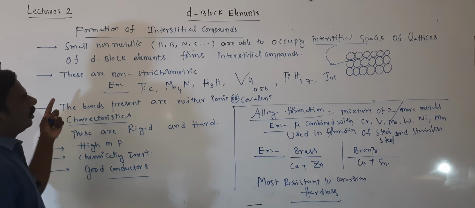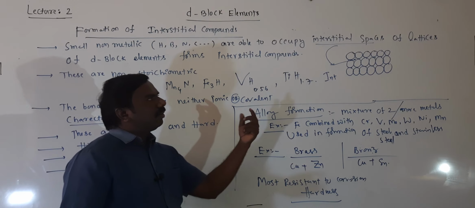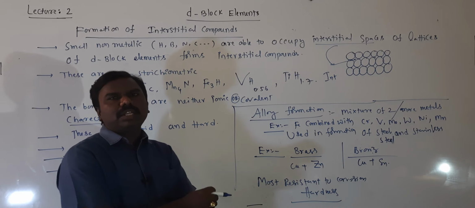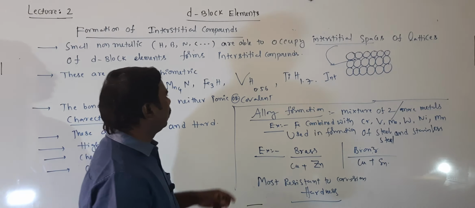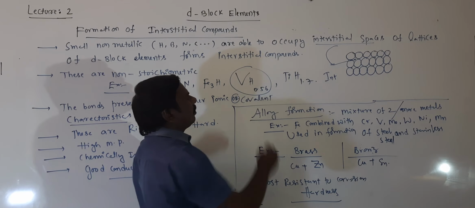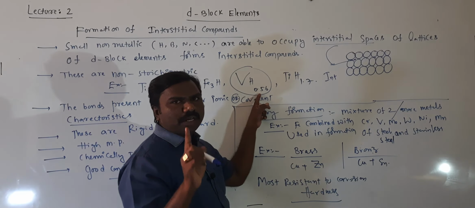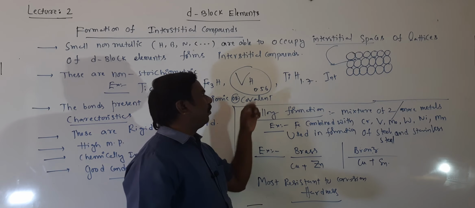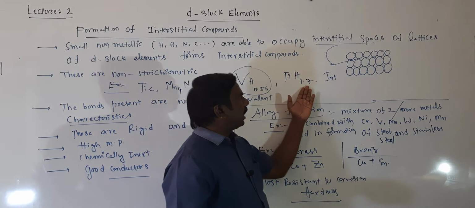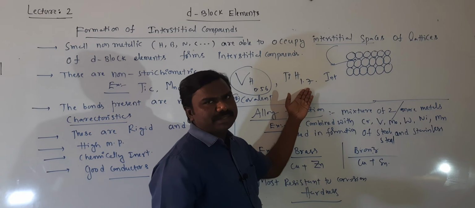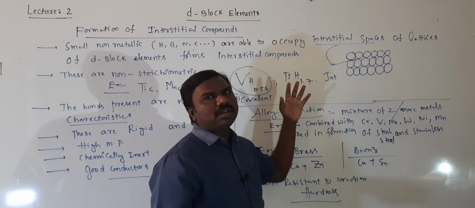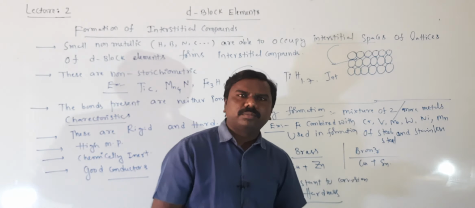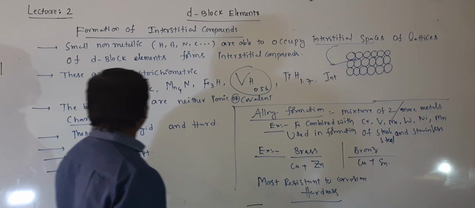These interstitial compounds, when non-metals are trapped in the metal, are non-stoichiometric because their composition is not in a particular manner. For example, vanadium hydride. Actually hydrogen must be 1, but it is 0.56. Here actually TiH2 must be there, but it is 1.7, and 0.3 is not available. So such compounds are non-stoichiometric compounds because of interstitial positions.